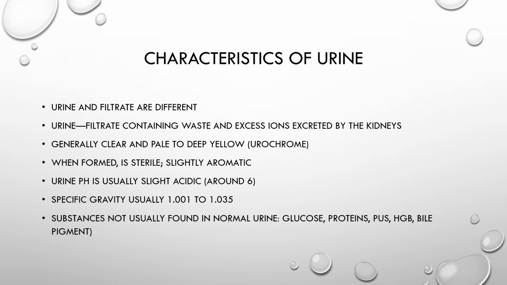Red blood cells would be hematuria, so blood in the urine. Bleeding in the urinary tract due to trauma, kidney stones, or infection. Hemoglobin, hemoglobinuria. Various reasons this could happen would be transfusion reaction or hemolytic anemia. And then bile pigment, bilirubinuria. And the reason why this would happen would be hepatitis, liver disease.